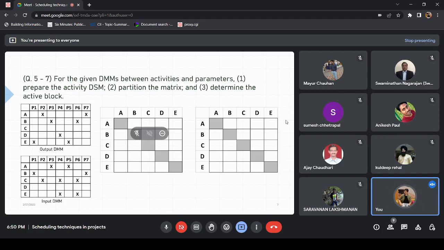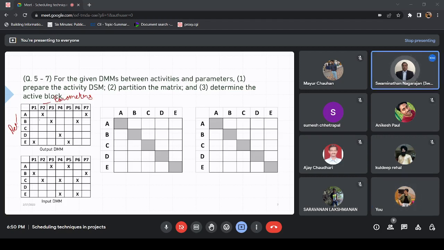What is a DMM? Anybody? Okay. So DMM here stands for domain mapping matrix. What we have here is that these are the activities and these are the parameters. Are you following me till here?